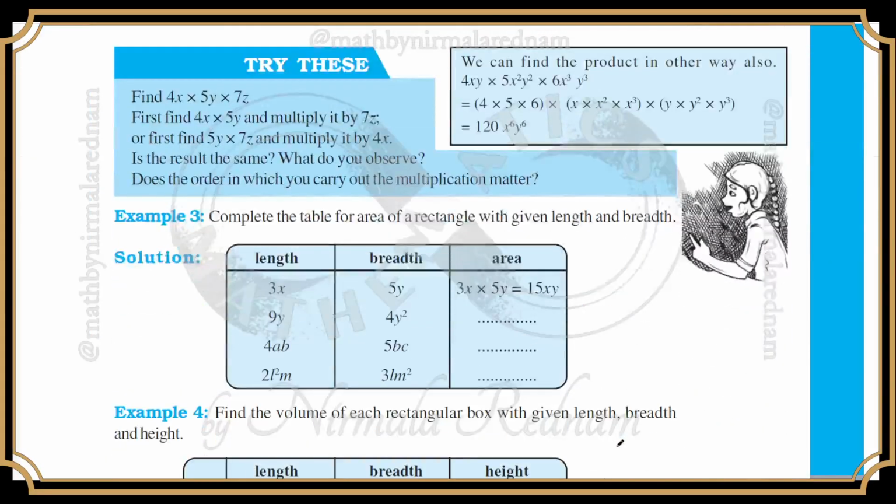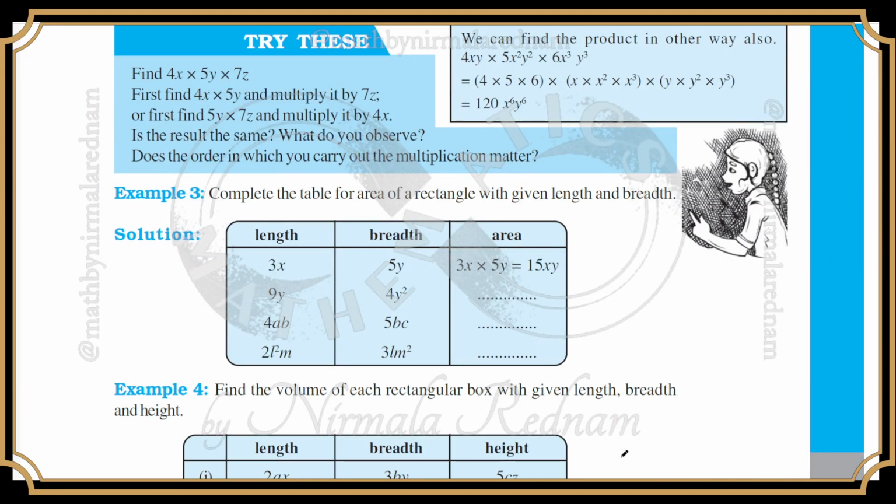So let's look at these try-these questions. Here they have given 4x into 5y into 7z, right? So how are you going to do it? Like I said, first you have to look at 4 into 5 into 7, which is nothing but 140. And what is the variable part? I have x into y into z, so that is nothing but xyz. So the answer is simply 140xyz.